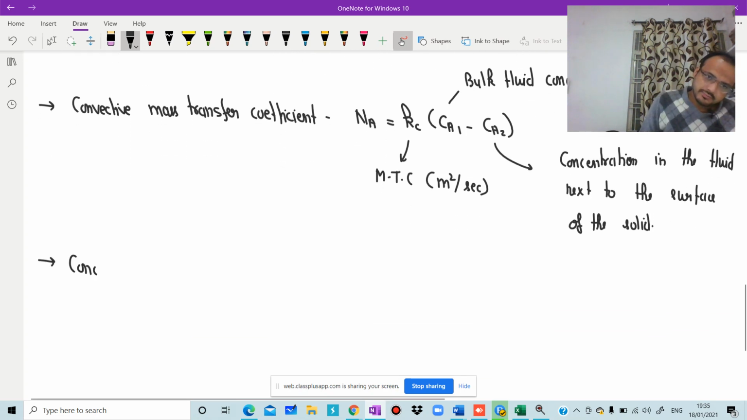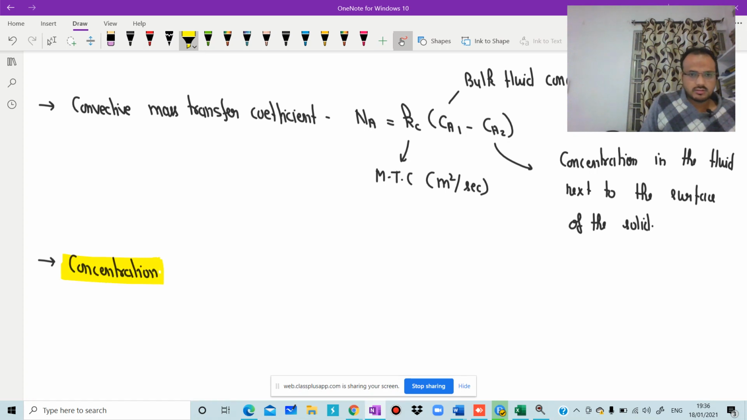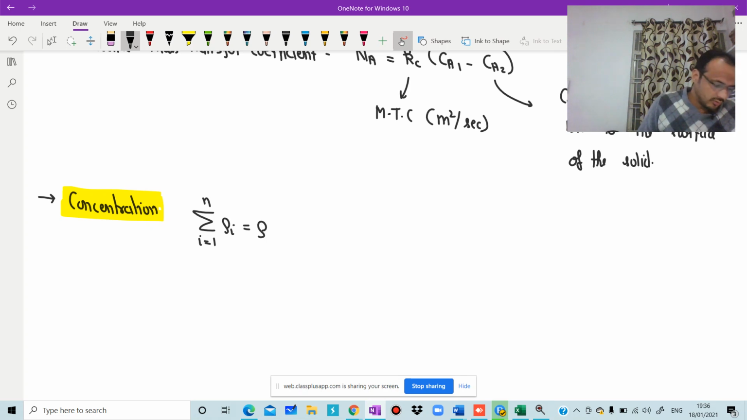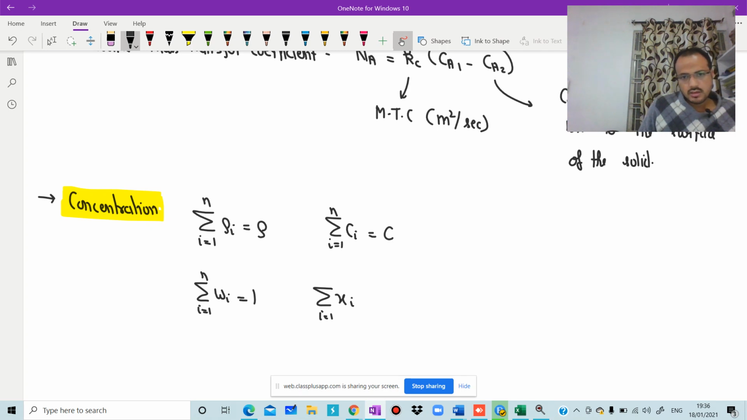Next is concentration term. We have two types: one is mass concentration and one is molar concentration. So we have relations: summation of i from 1 to n of rho i is equal to rho, summation of Ci is equal to C, summation of Wi is equal to 1, summation of xi from i equals 1 to n is equal to 1.